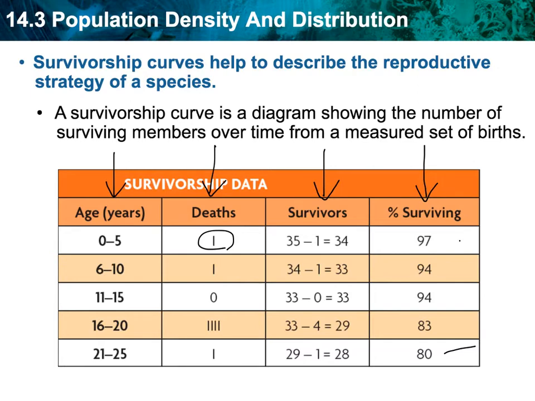By following a cohort or a single group of organisms born in a single year with a table like this, we're able to get a better picture as to what the survivorship of that organism looks like, and that definitely plays a role in the reproductive strategies of the population as a whole.